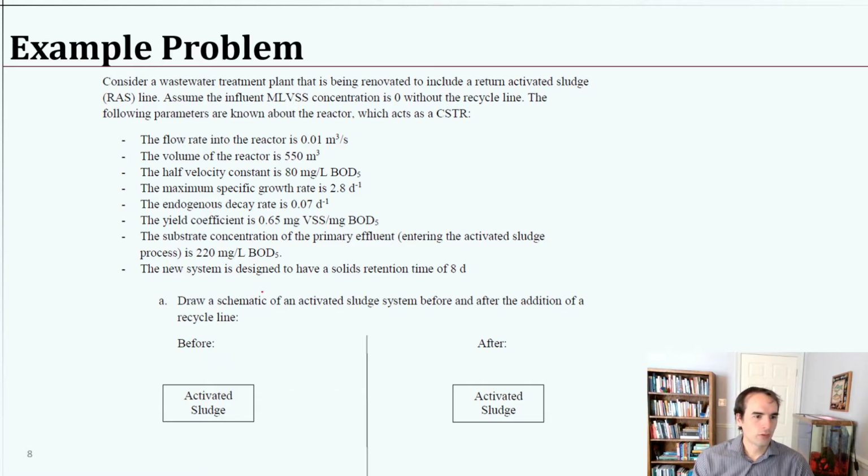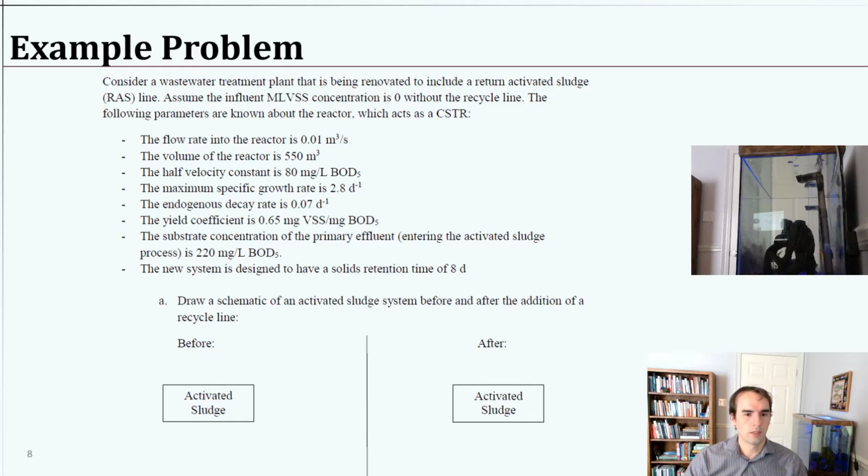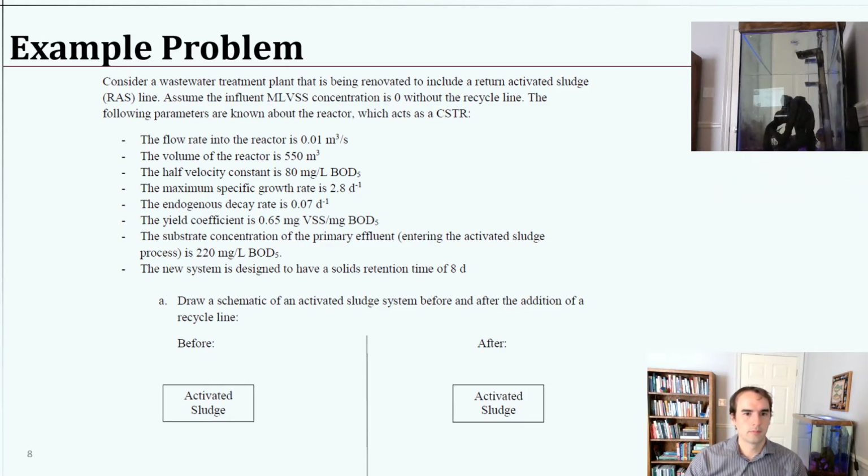Part A says draw a schematic of an activated sludge system before and after the recycle line. So activated sludge before, we have, and I'll let you go ahead and take a moment to sketch this out on your own. So think about that.